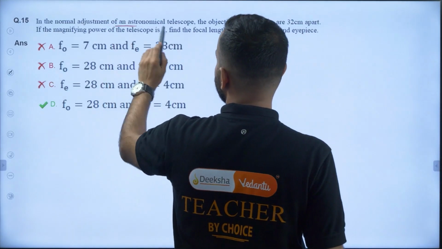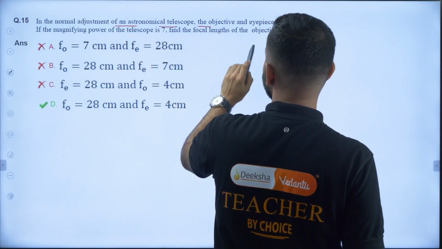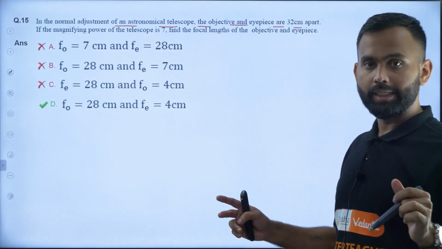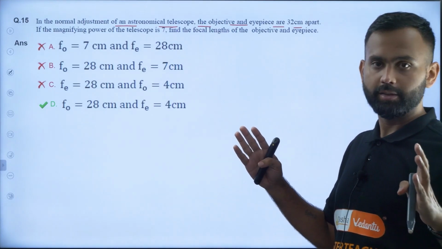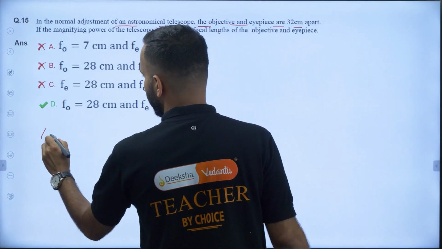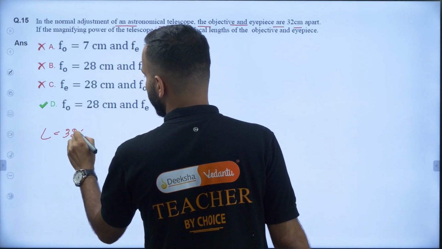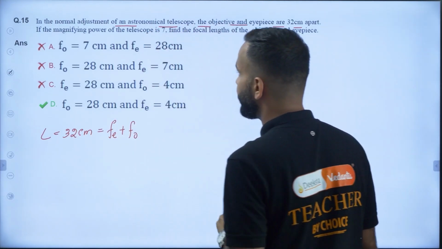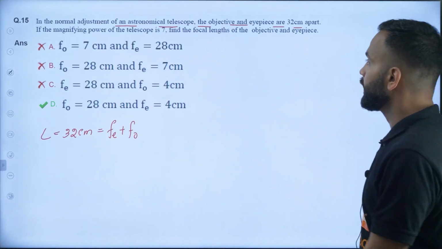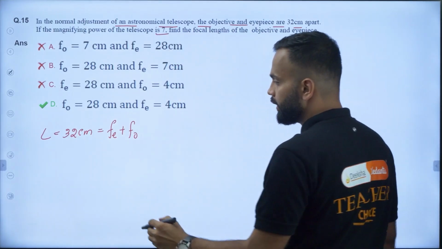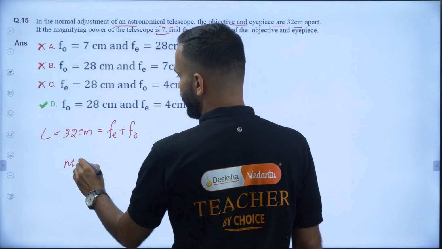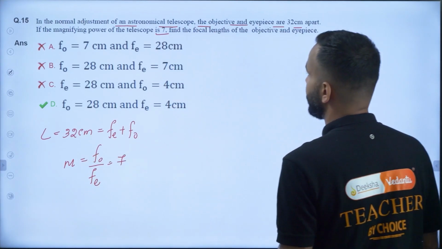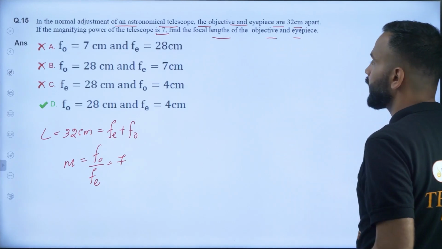Question number 15. In the normal adjustment of an astronomical telescope, the objective and eyepiece are 32 centimeter apart. That is the length of the telescope, right? So now L is equal to 32 centimeter, which is equal to Fe plus Fo, right? If the magnifying power of the telescope is 7, that is M is equal to Fo by Fe, which is equal to 7, right? Find the focal length of the objective and eyepiece.